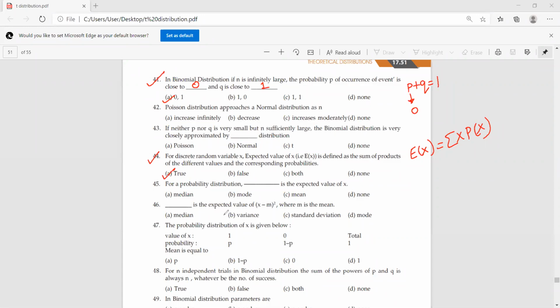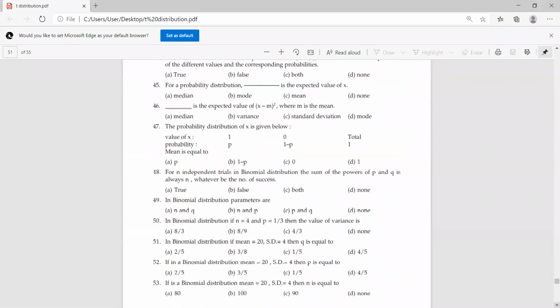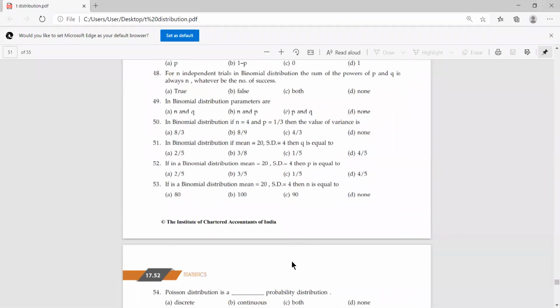Correct. Next, which sum we can continue with? Sum number 48. Everybody agrees it is to be what? Always true. Next, sum number 49. In binomial distribution, parameters are dash and dash. N and P. No, N and P.